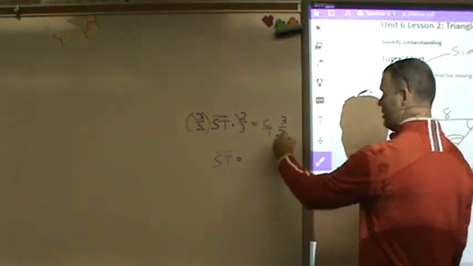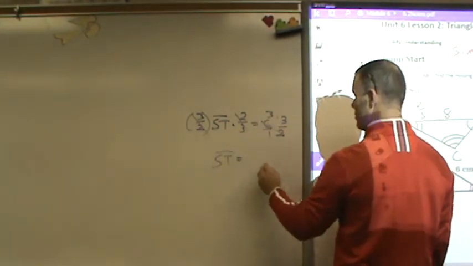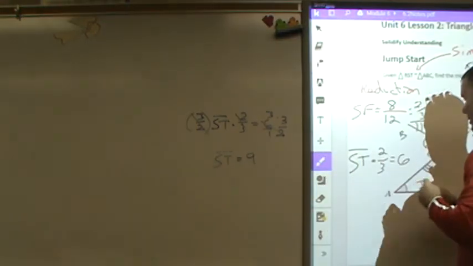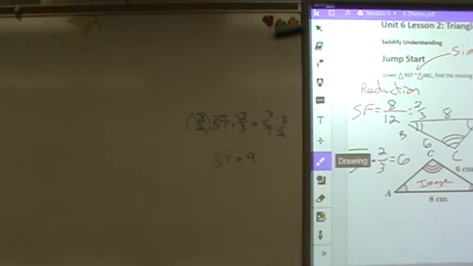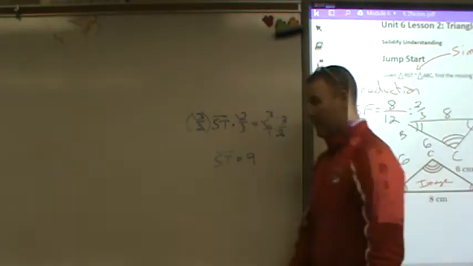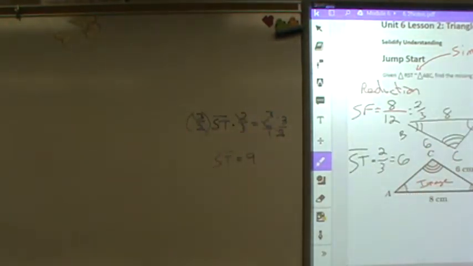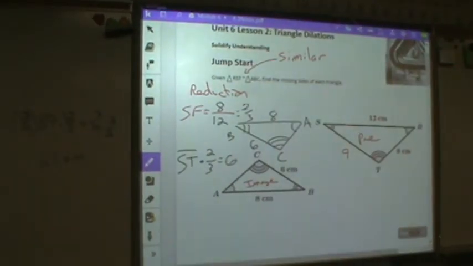6 is a fraction. 2 goes into 6 3 times. 3 times 3 is 9. Now, does that seem like a reasonable value for ST? Well, compare the corresponding sides. If you compare the corresponding sides, sorry, I've got to move the camera again.